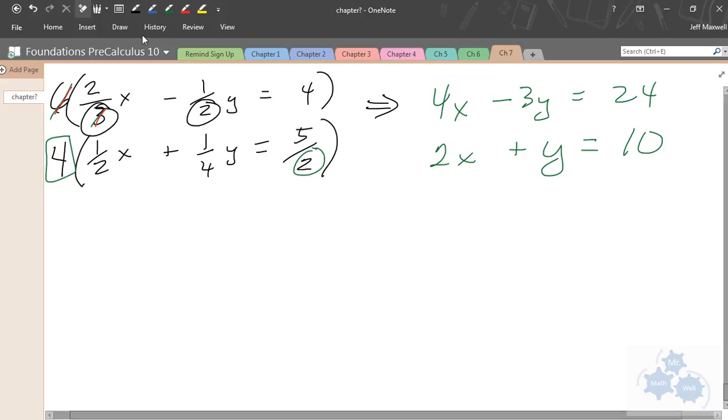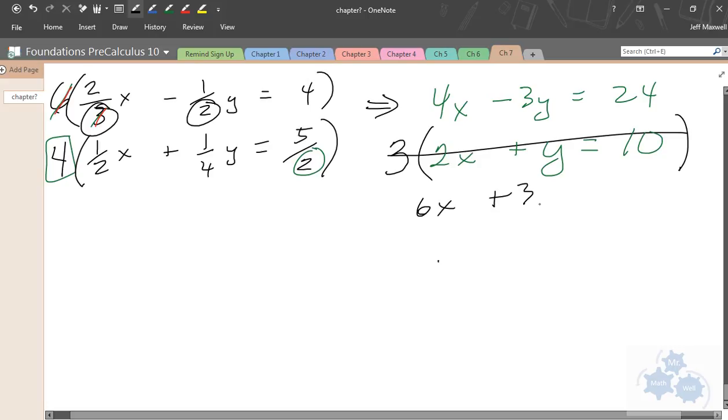Alright, so if we take it from here, which one do you want to eliminate? We can eliminate x, yes. We can also eliminate y. It doesn't matter which one. You want to eliminate y? Okay. So we're going to multiply this one by 3. Right? And what's that going to become? 6x plus 3y equals 30.